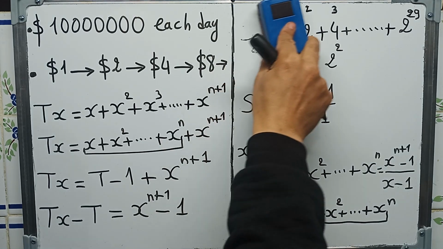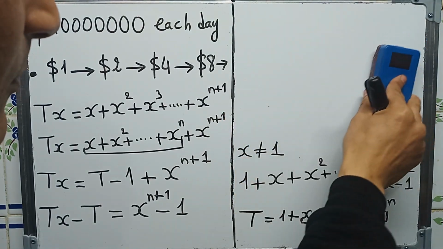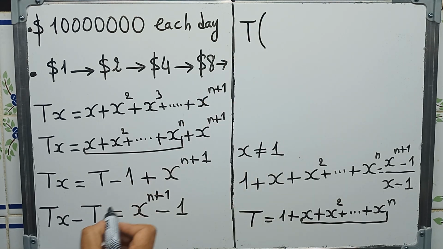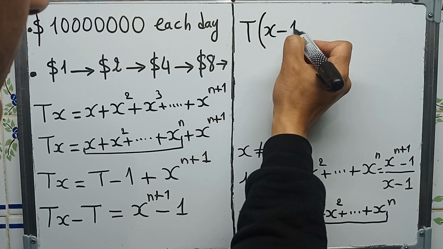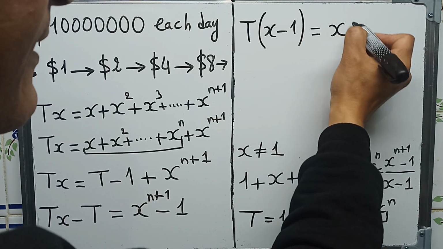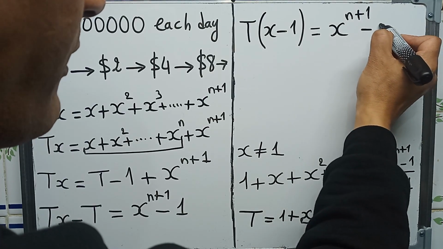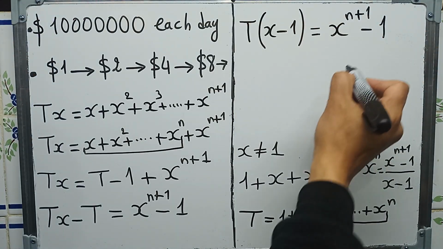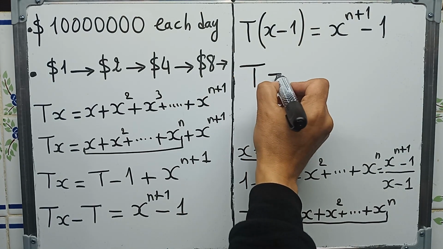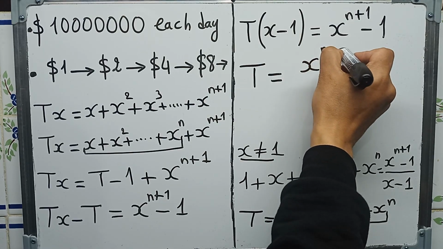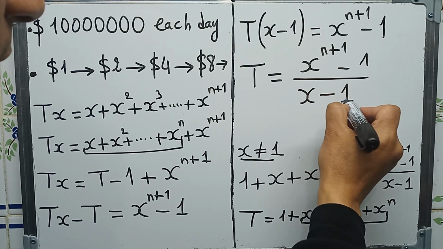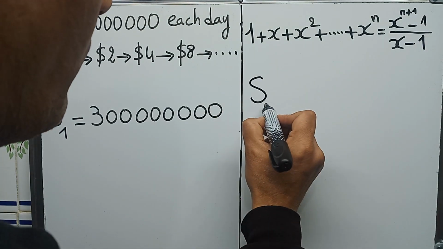Now, excuse me here, we'll go back to our sum. Now, common factor t: t times x minus 1 equals x to the power n plus 1 minus 1. And finally, we just divide. Since our x is not equal to 1, we can divide and get our sum, x to the power n plus 1 minus 1 over x minus 1.